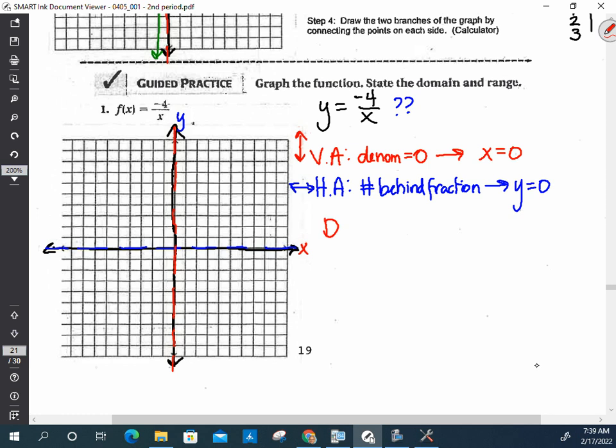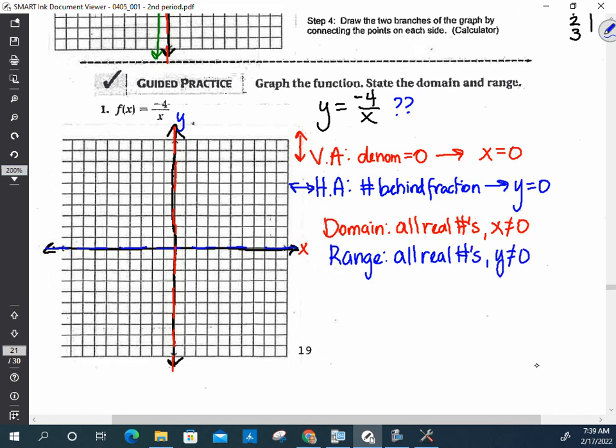Domain. Remember, domain comes from your vertical asymptote. So all real numbers. X cannot equal 0. For your range, that's all real numbers. Y cannot equal 0. So we've got vertical, horizontal, domain, range.